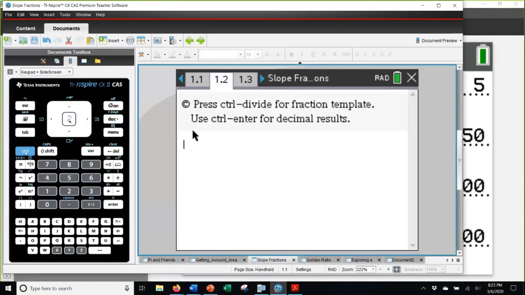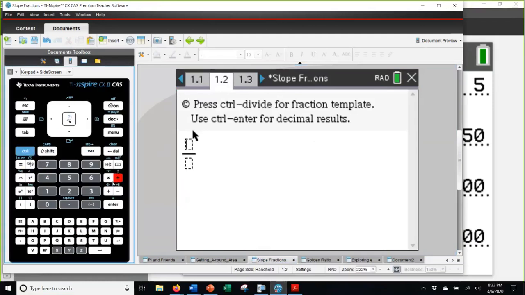The fraction template in TI-Nspire is above the divide key, control divide. And if we do 0 divided by 5, we're going to have 0. And if we do 5 divided by 0, let's see what their message is going to tell us. If it's an error at all, it just says it's undefined. So the TI-Nspire gives a slightly different result.